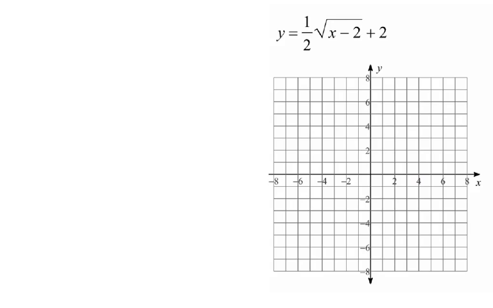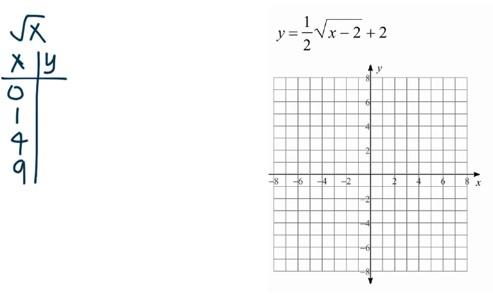All right, so for this problem, we've got 1/2 square root of x minus 2 plus 2. As with all problems, I'm going to start with the parent function, square root of x, and I'm going to plug in 0, 1, 4, and 9. Remember, I plug in 0, 1, 4, and 9 because they're perfect squares, and they give me integers, right?